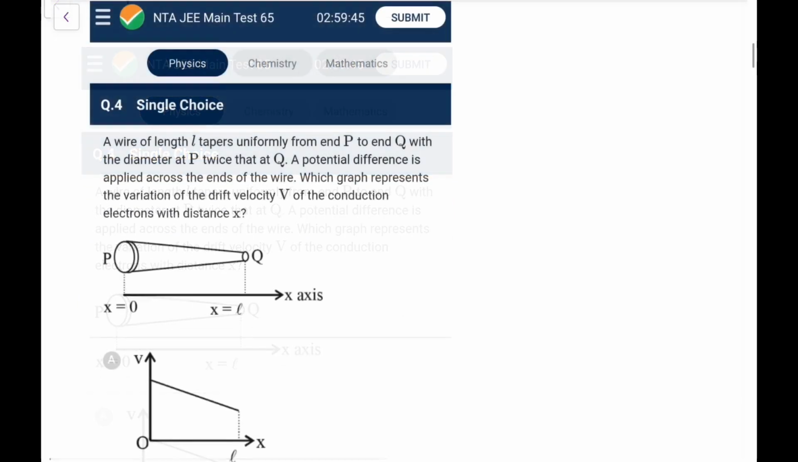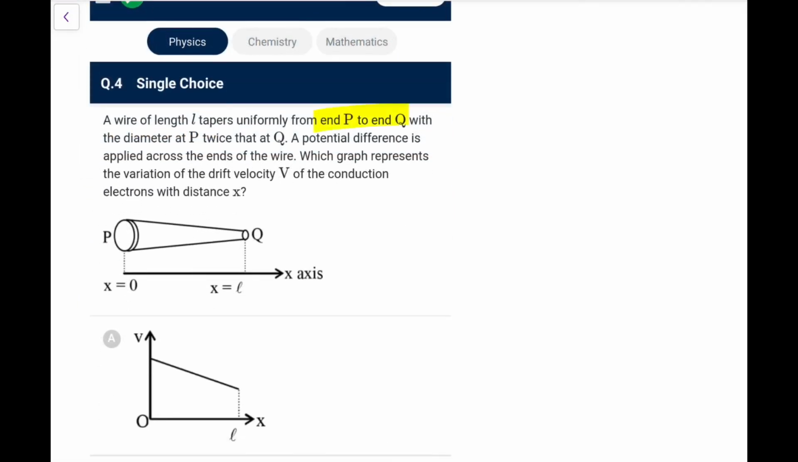Next, a wire of length L tapers uniformly from P to Q with the diameter at P twice that at Q. A potential difference is applied across the ends. Which graph represents the variation of drift velocity of the conduction electrons with distance x? So what do we know? The current is always going to be the same, and because the current is the same, we write I is equal to nEA vD. Because it is the same conductor, n and e are the same, so A into vD is constant. So the vD variation would be inverse to A, or vD would be proportional to 1 by r square, or diameter square, whatever you write.